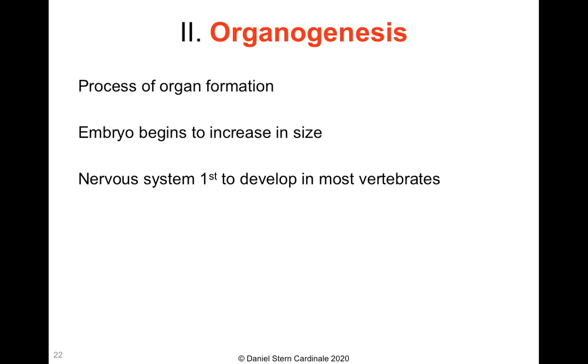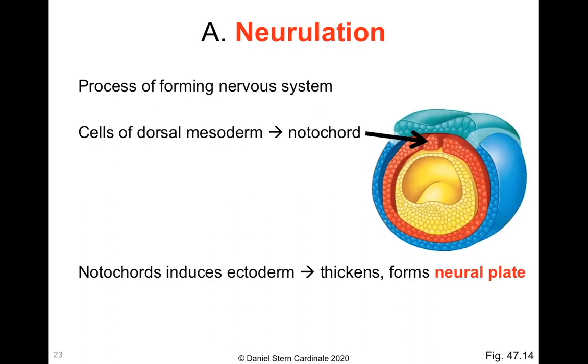So just be aware, we're going to talk specifically about a process that has its own name related to nervous system development, but there are other processes for other systems that we're not going to talk about. So we're not going to do an all-encompassing look at organogenesis. We're just going to look at this one specific thing that exemplifies how organogenesis works. This process is called neurulation. This is the process of forming the nervous system.